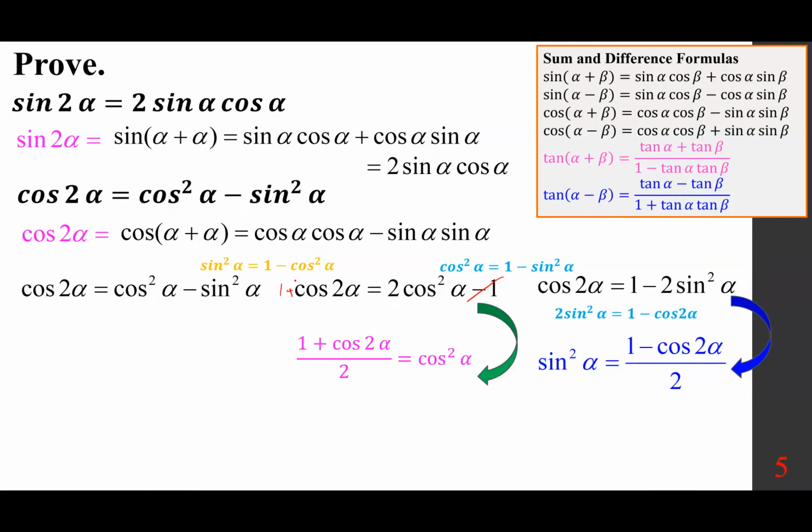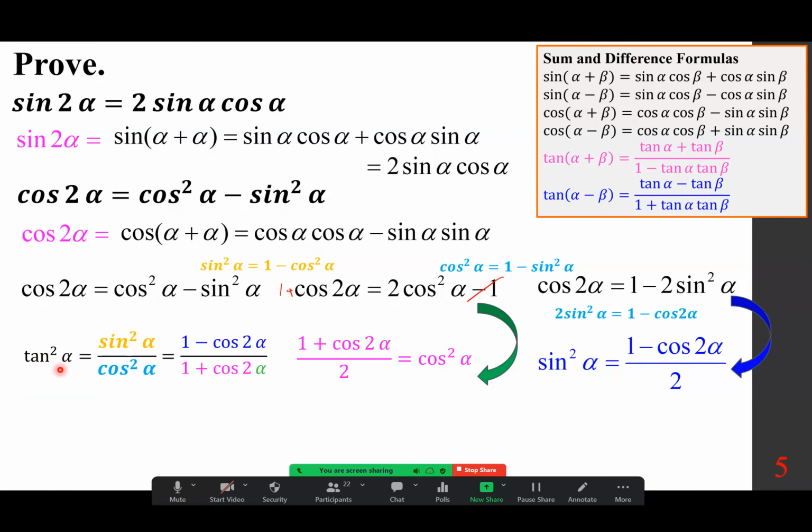What is tangent? Sine over cosine. So what is tan squared alpha? Sine squared alpha over cosine squared alpha. Tangent is sine over cosine. Tan squared alpha is sine squared over cosine squared. And for sine squared, I can use 1 minus cosine 2 alpha over 2, and for cosine squared, 1 plus cosine 2 alpha over 2. If you divide this one by this one, the denominators are the same and are going to be dropped. So divide this by this, you get 1 minus cosine 2 alpha over 1 plus cosine 2 alpha.